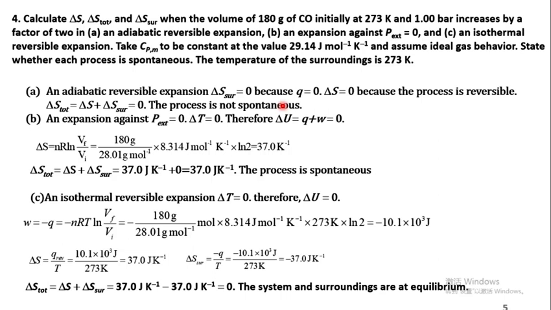And for the B process, this is an expansion process at the external pressure equals to 0. This means the external surrounding is a vacuum. This question is much similar to the 11th question later.